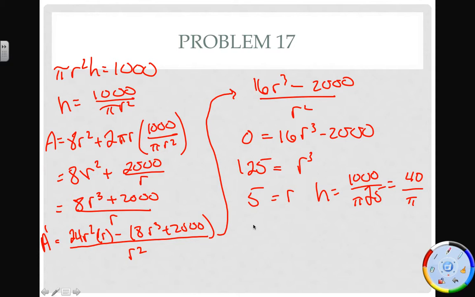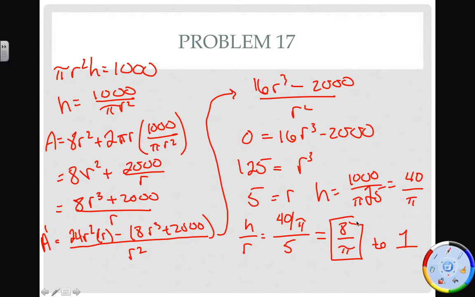Well, I want to know the ratio of height to radius now. So I get 40 over pi over 5. And this comes out to a ratio of 8 over pi. And I know the book says 8 over pi to 1 because it's a ratio of this number to 1.